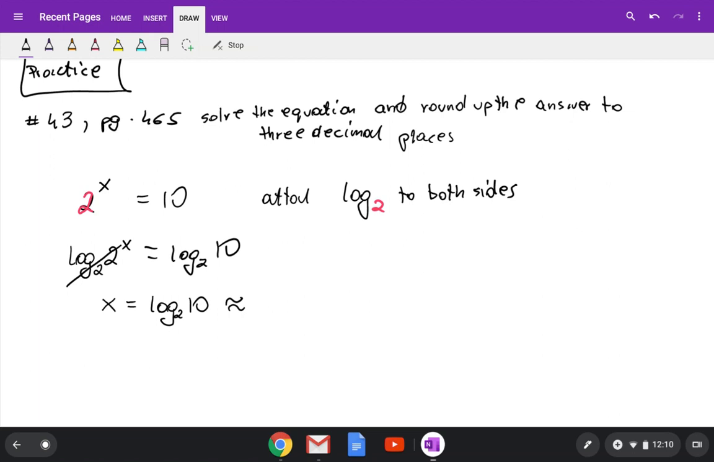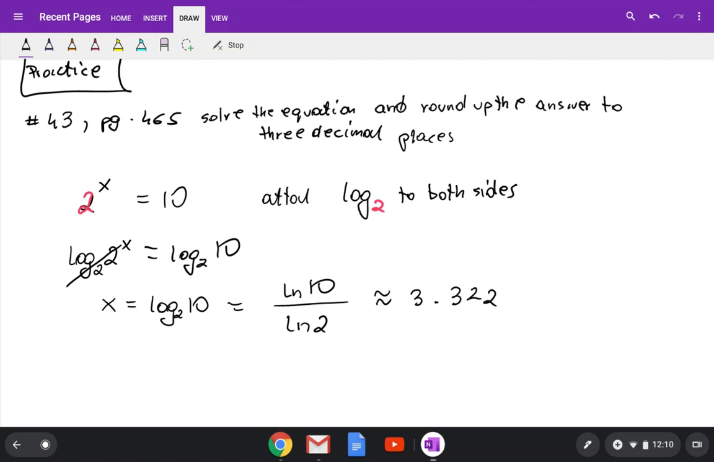This is equivalent, this moment, this is equal to ln of 10 divided by ln of old base. And you guys will plug that into the calculator, practice that. You should end up with 3.322 because I'm rounding the answer to 3 decimal places.